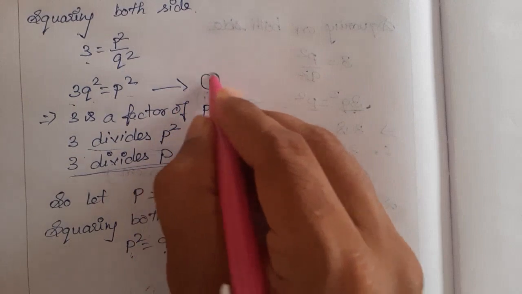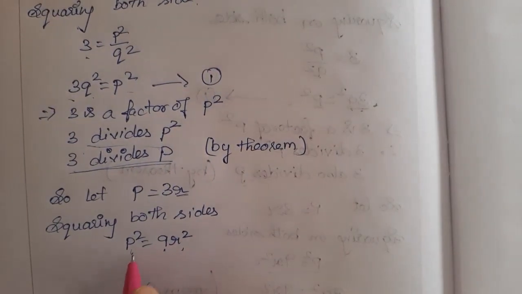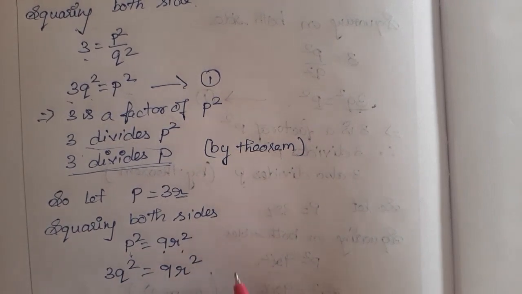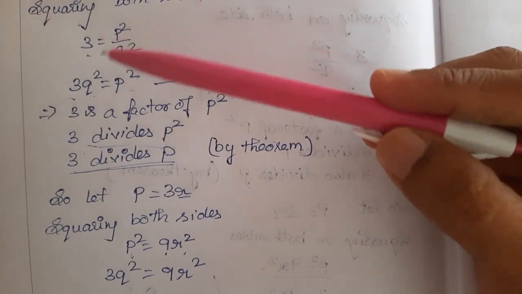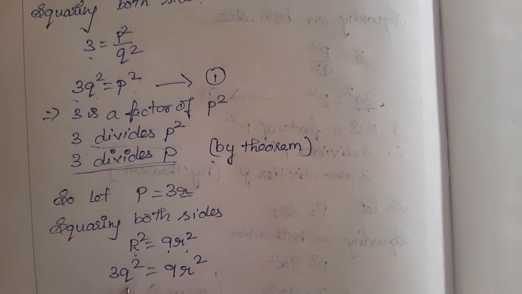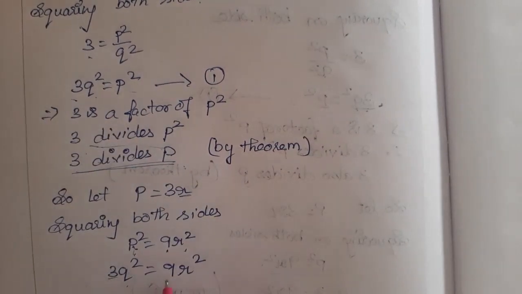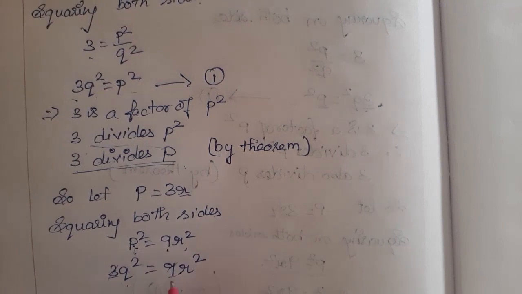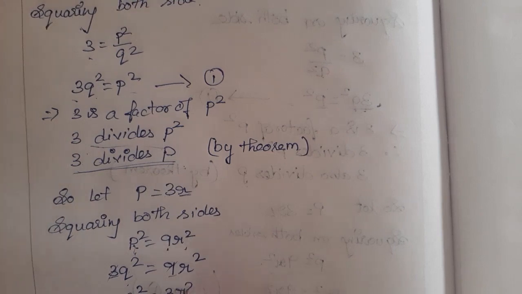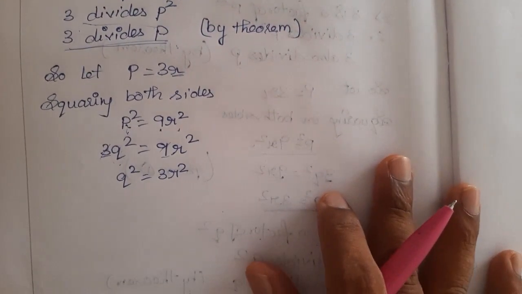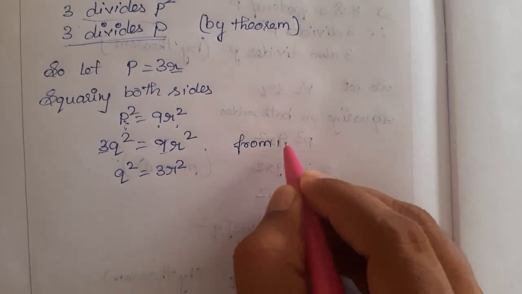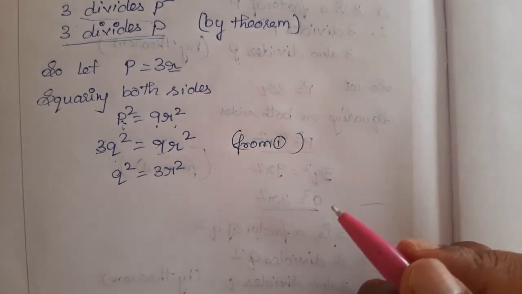Let me consider it as equation 1: 3Q square is equal to 9R square. We have to concentrate only on P and Q, right? That's why, since we already proved P has a multiple of 3, we are just applying it here. 3 and 9 have the factor 3, so it gets divided. So Q square is equal to 3R square. Now you can see, Q square is equal to 3R square. We derived this line from equation 1.